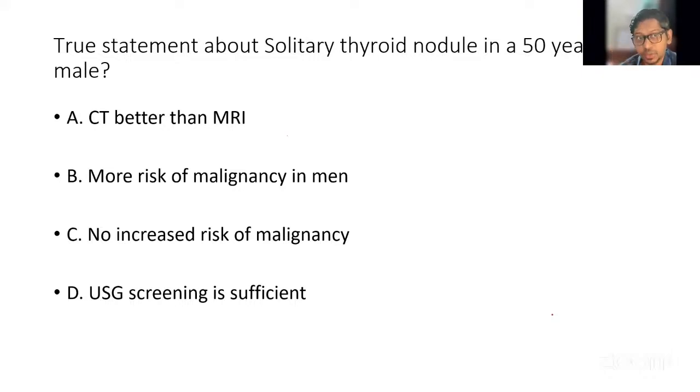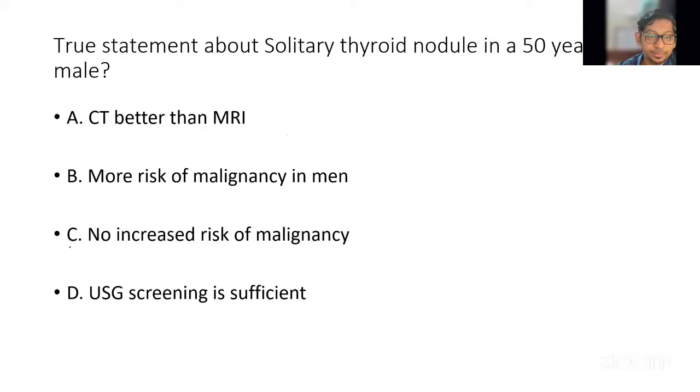Now let's look at this question. True statement about solitary thyroid nodule in a 50-year-old male. So they've given a lot of options. CT better than MRI for diagnosis of solitary thyroid nodule, more risk of malignancy in men, no increased risk of malignancy, ultrasound screening is sufficient. So what is the true statement in this question?